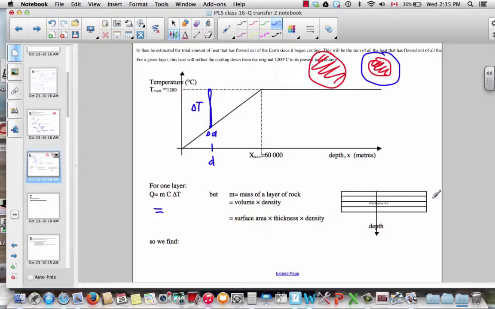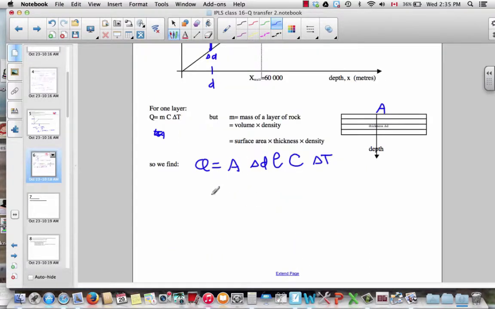And the volume of this little slab is going to be the surface area A times the thickness delta D. So for our Q equation, I'm going to put it here: surface area times the thickness times the density of rock, that's the mass value, and now we've got to put in the specific heat of rock and the temperature difference.